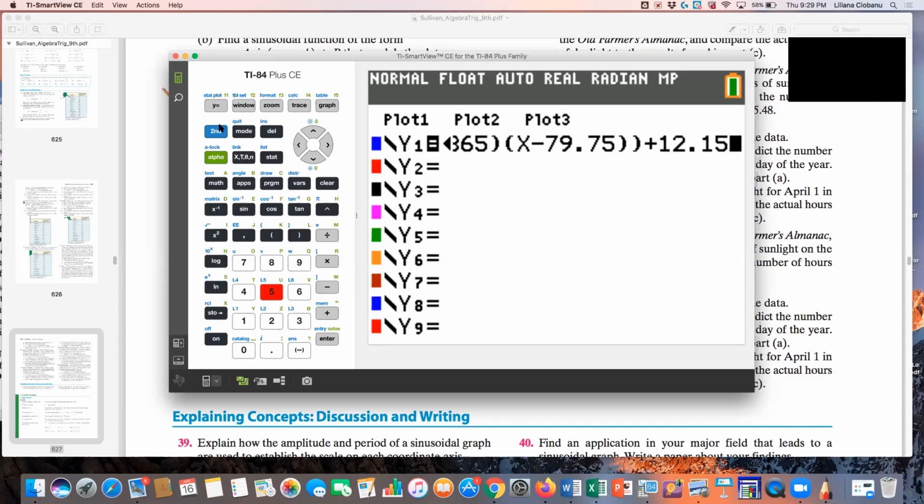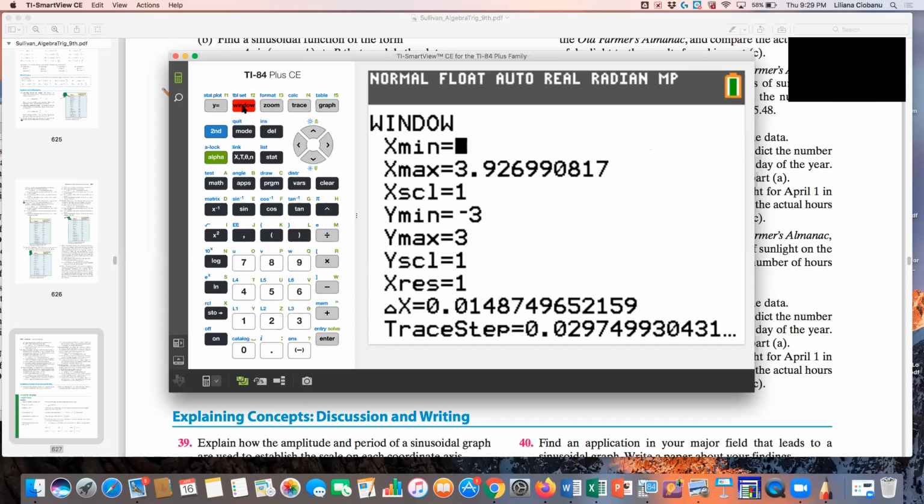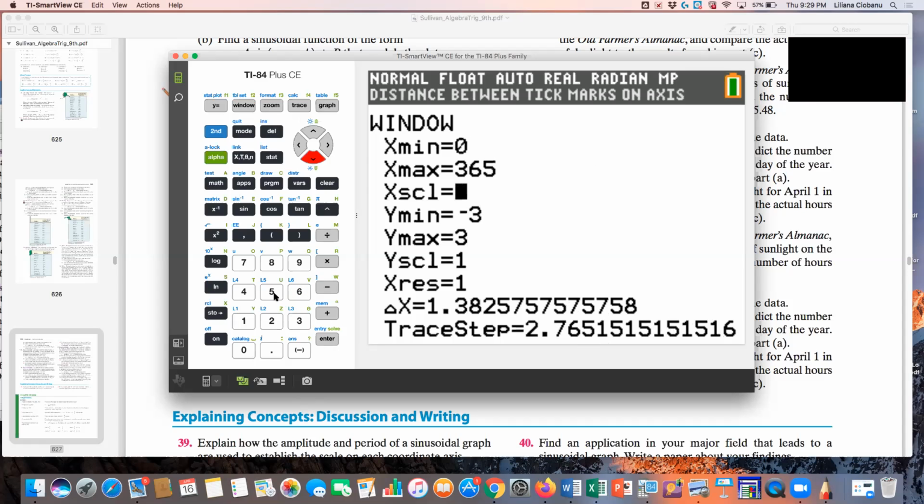I also have to go back to my window here, and I have to make sure that I have those numbers that we were just talking about. So x will go from 0 to 365. And then for y, we said that we should go just from 0 up to 15.